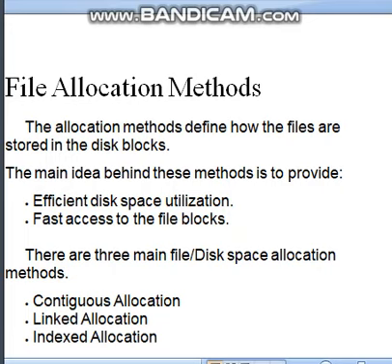For these goals, we have various methods to allocate files in a hard disk. Those are contiguous memory allocation, linked memory allocation, and indexed allocation. These are the three types of methods of file allocation. Now let us see them one by one.